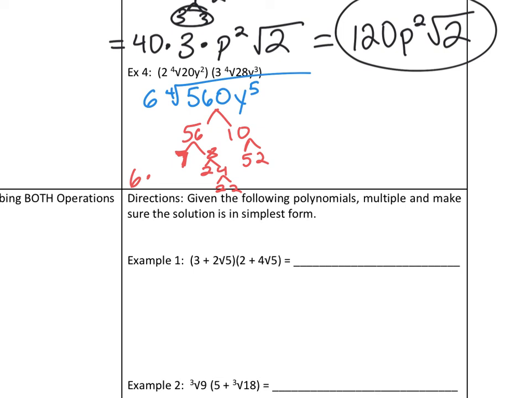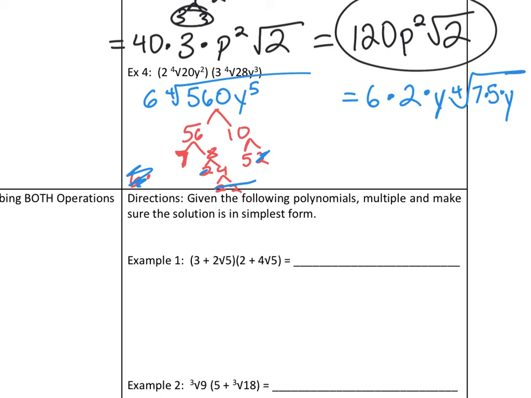How many groups of 4 do I have? 1, and what is it? 2. Okay, I'm going to write this over here so I have more room. 6 times 2. Okay, so I'm done with all of those. How many y's do I have? 5. So in a group of 4, how many of them? Just one group. And then what's going to be left underneath my 4th root symbol? 7 times 5 times y to the 5th. Or no, not y to the 5th, just y. Yep.